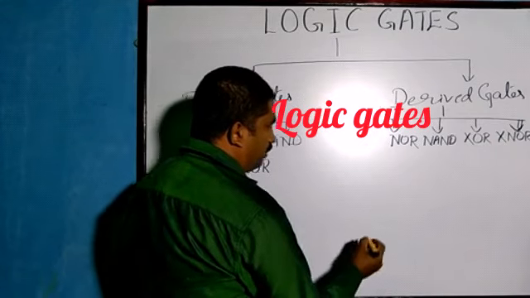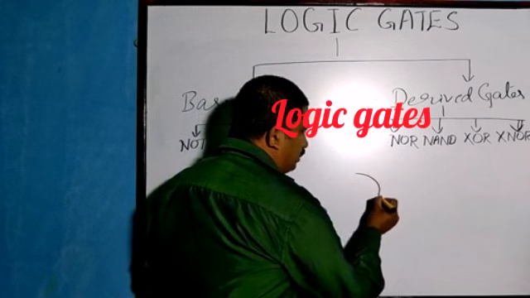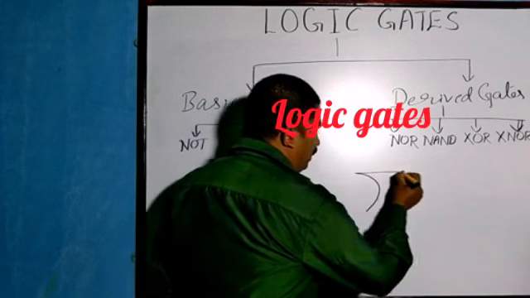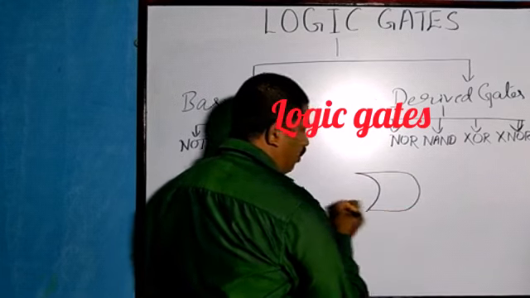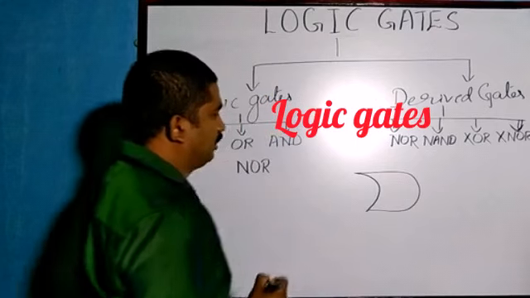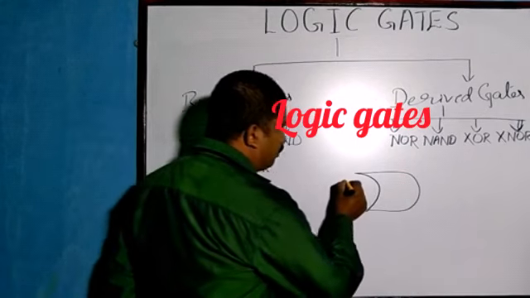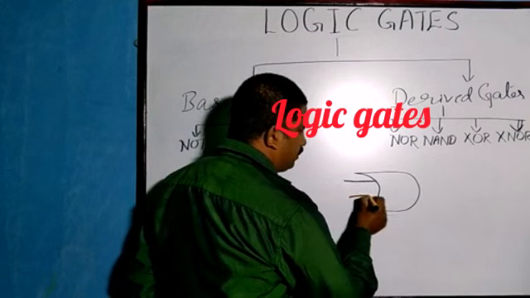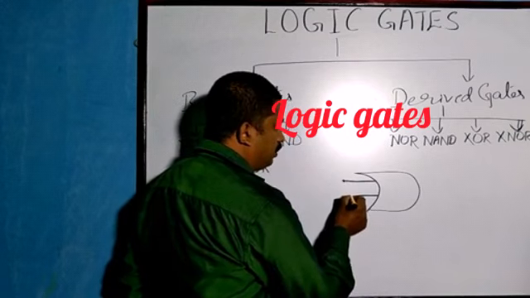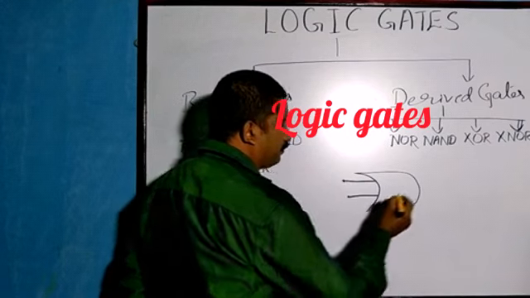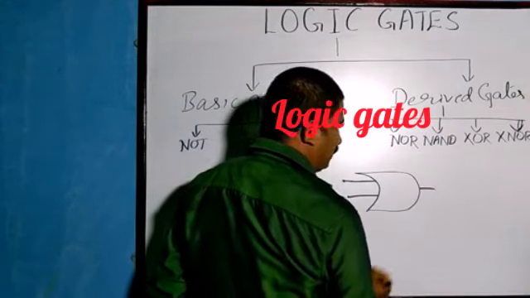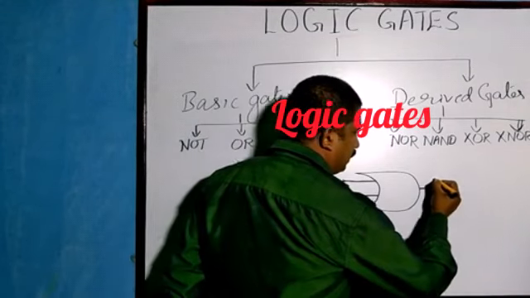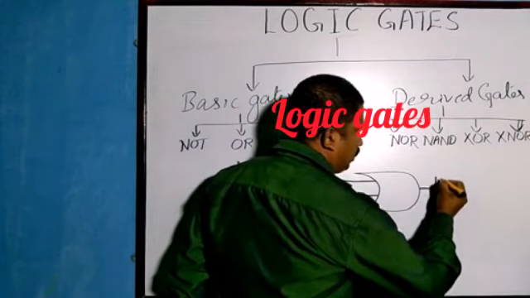So the circuit symbol, you remember the diagram of OR gate. So this is OR gate. We have minimum two inputs and it is followed by a NOT gate.